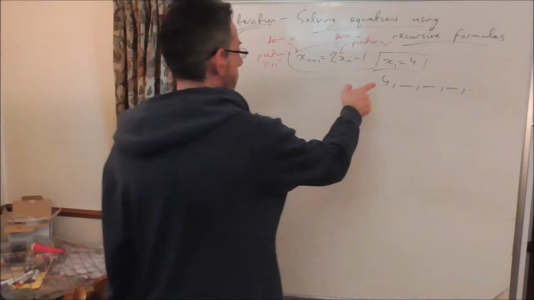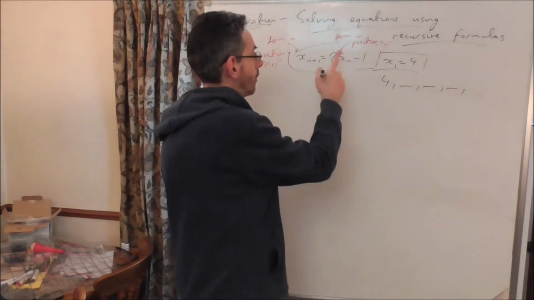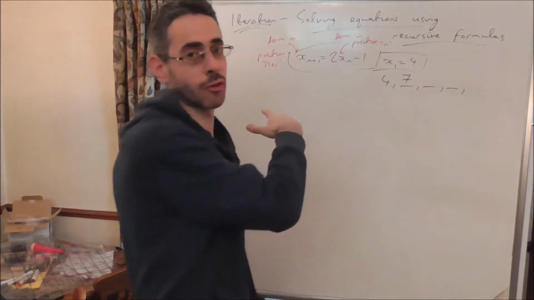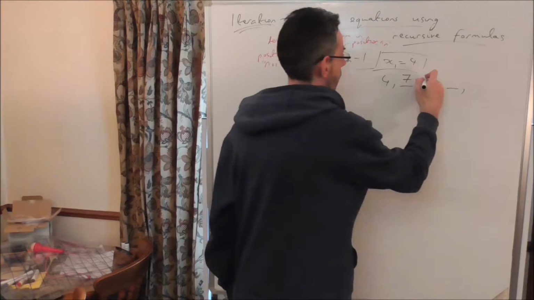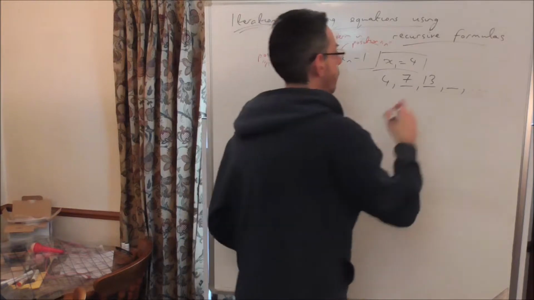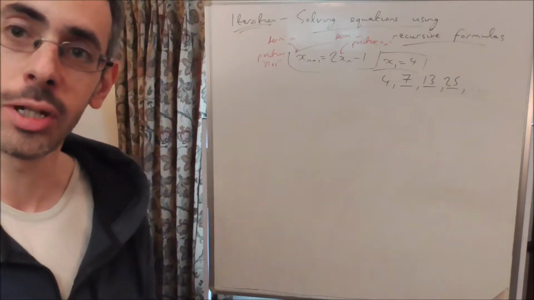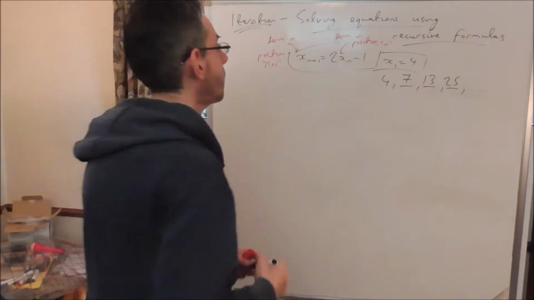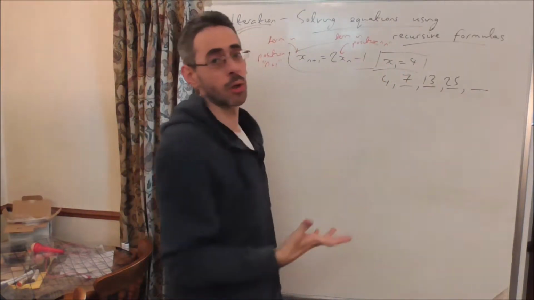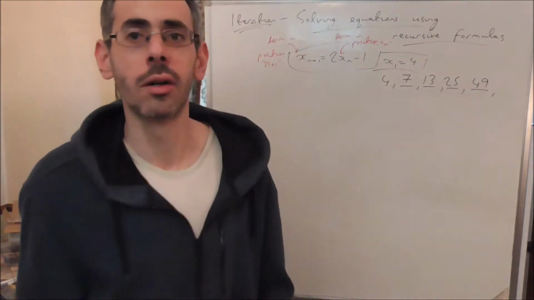We've been given the first term of the sequence. We need to put that in, double it, take away 1, and that will give us the second term. So 4 doubled, take away 1 is 7. Then you put the second term in to get the third term. So you do 2 times 7, take away 1, which is 13. Then you put 13 in to get the next term. So you do 2 times 13, take away 1 is 25. So with the recursive formula, to work out a term, you put the previous term into the formula. Let's just do one more. Let's put 25 in. 2 times 25, take away 1 is 49. And so on. The terms just get bigger and bigger and bigger.